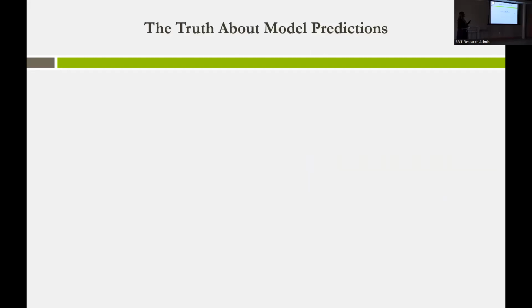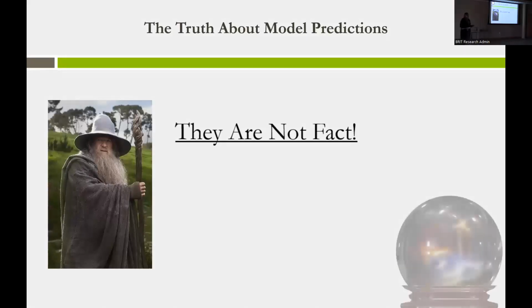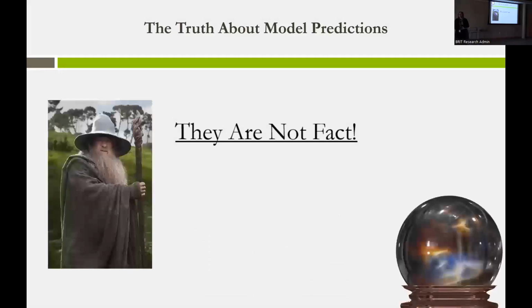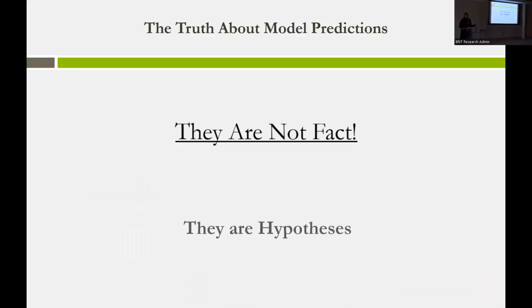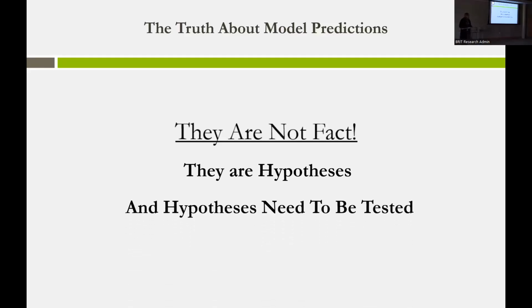But the truth about modeling predictions is they aren't fact, right? We're not wizards. I wish we were. But what we're doing here is not magical, although it may sometimes feel like it, right? There's no biological crystal ball that can predict the future of exactly how climate change and human activity may actually shape these species distributions and impact habitat suitability. But what they are are hypotheses, and hypotheses need to be tested.